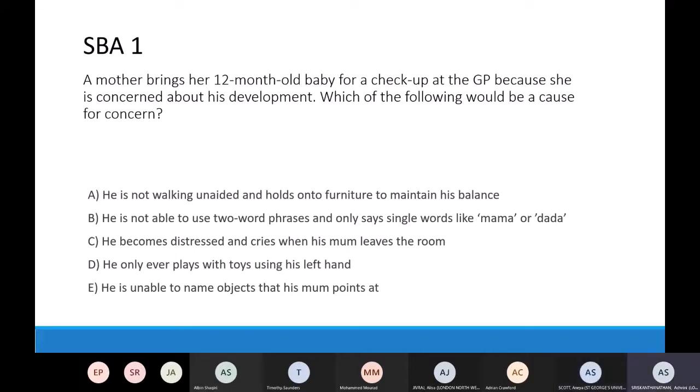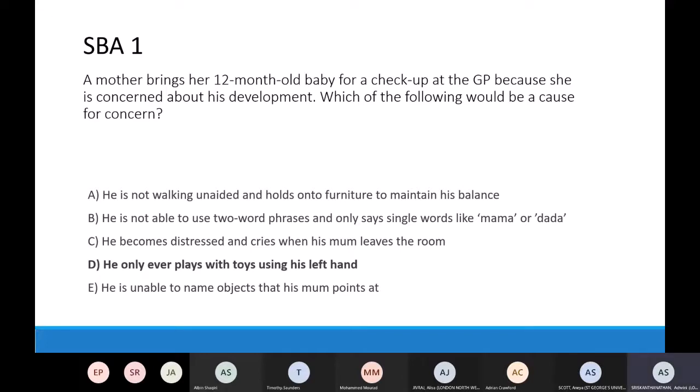Cool. So you can see about 75% of you answered D, which is correct. The fact that he's 12 months old now, it's a bit too early for them to have a preference at this age. Usually children begin to start using words like mama, dada, and things at this age, and they start creating 2-word sentences more around the age of 2. The fact that he's not walking unaided and holds onto furniture is appropriate for his age. If he was about 18 months old, it would be a red flag.